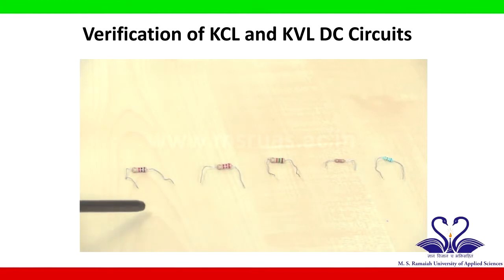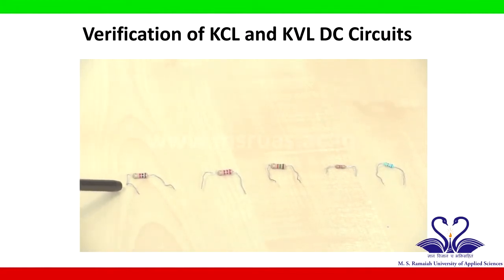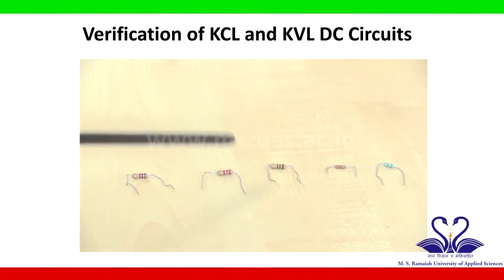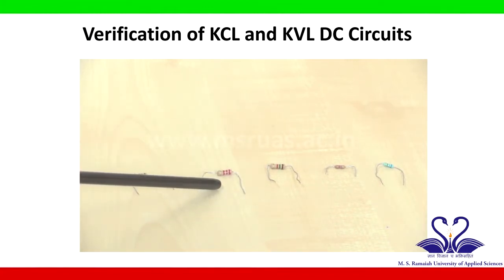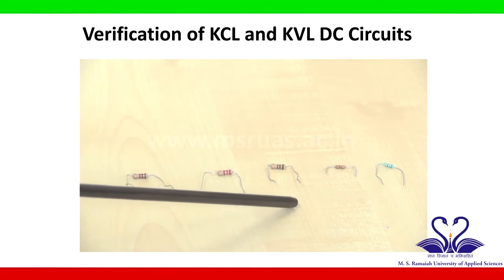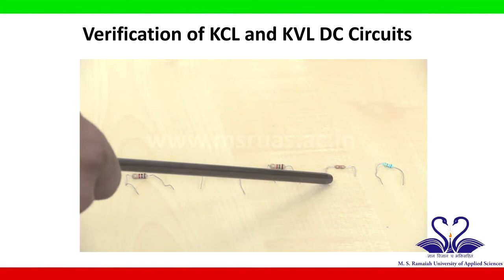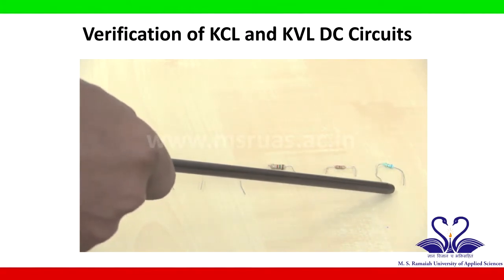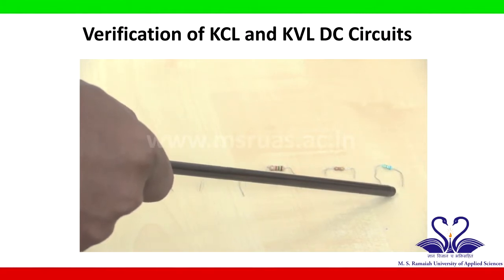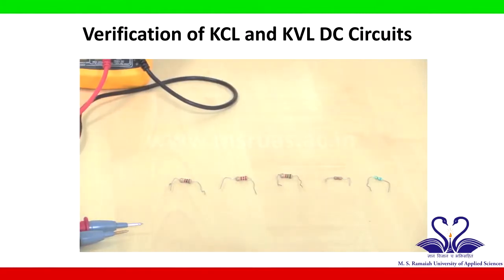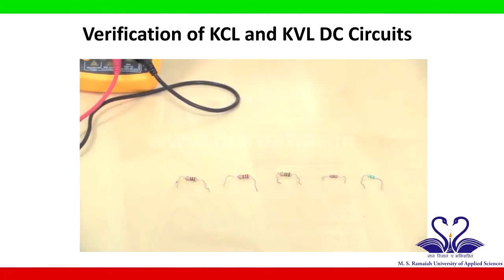And these are the given resistors. First, R1 is 1 kilo ohm, R2 is 2.2 kilo ohms, R3 is 1.5 kilo ohms, R4 is 4.7 kilo ohms, and R5 is 680 ohms, that is nothing but 0.68 kilo ohms. And these are the 5 resistors to build the given circuit. First, you measure the resistor values using the multimeter.